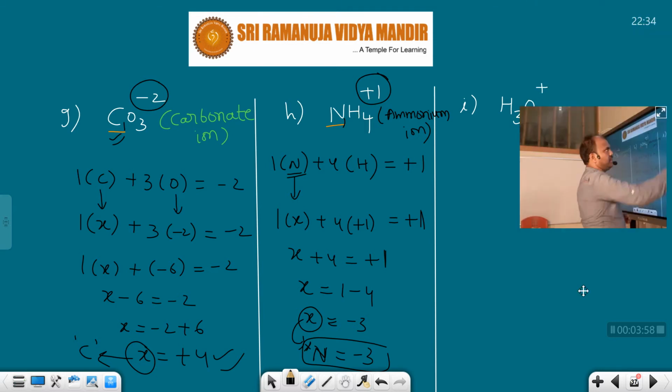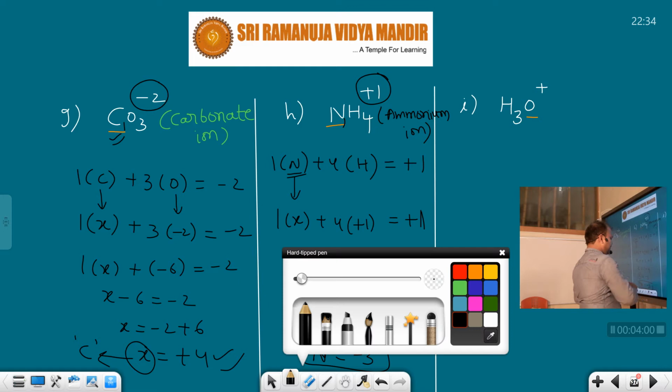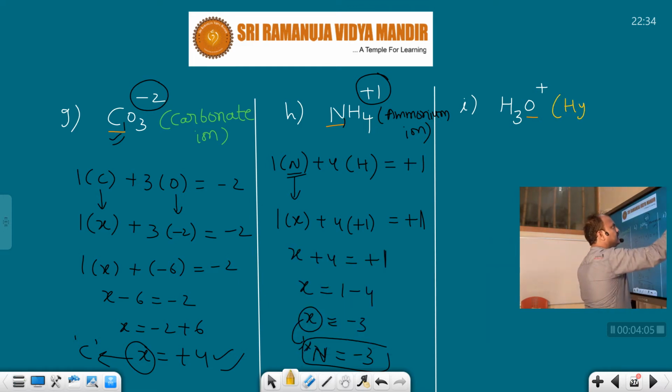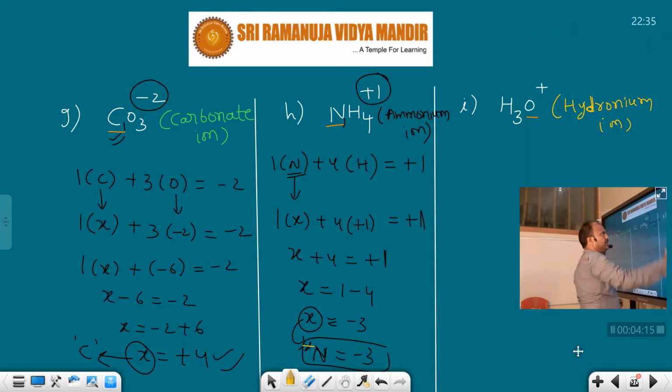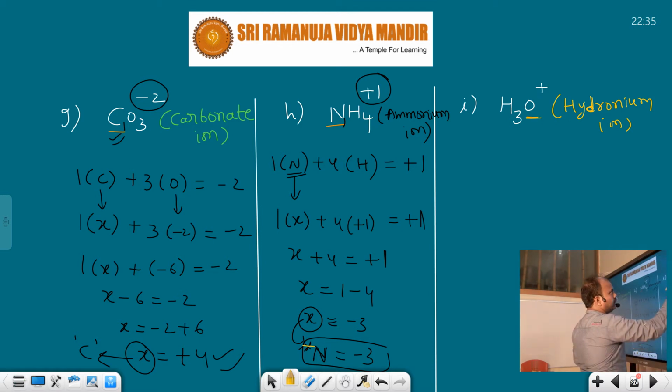Next one is H3O+ ion. H3O+ ion is generally called the hydronium ion. This name is hydronium ion. Hydronium ion is nothing but H3O+ ion. Here we have to find the oxidation number of oxygen in hydronium ion.